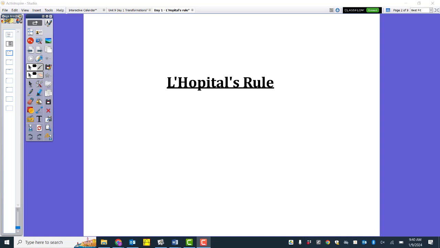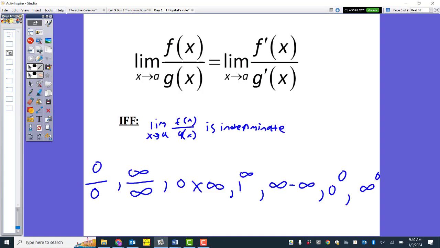All right, today we're looking at L'Hopital's rule. The idea here is if you have a limit which is indeterminate, then that limit is going to be equal to the derivative of the numerator over the derivative of the denominator. Once again, this is only if it's indeterminate.